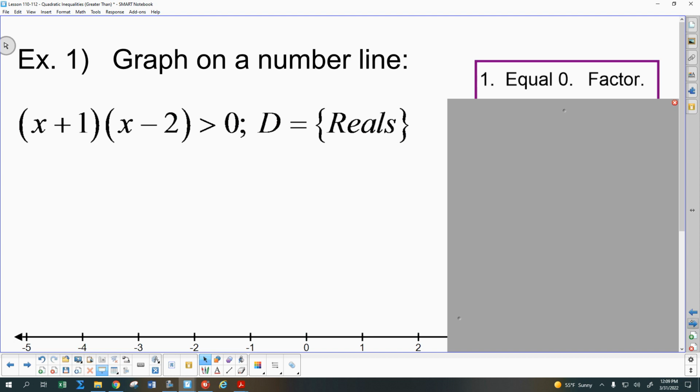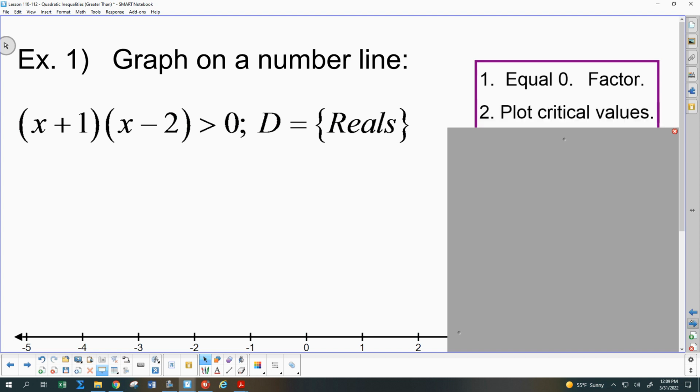First step is always going to be to have 0 on one side and the other side factored. So this first example, that is already done for us. You see how the left is already factored, and we have 0 on the right-hand side already.